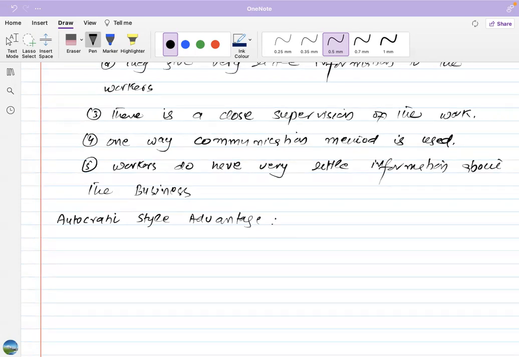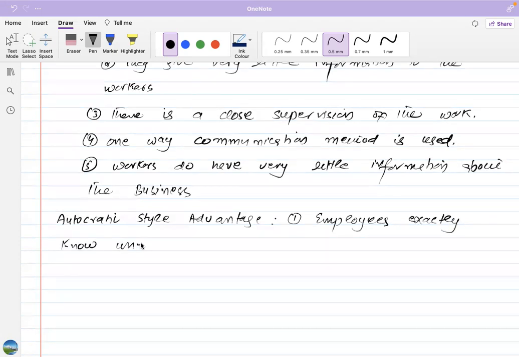First of all, employees exactly know where they stand, and this helps to avoid misconceptions. In the autocratic style, the instructions are very clear.